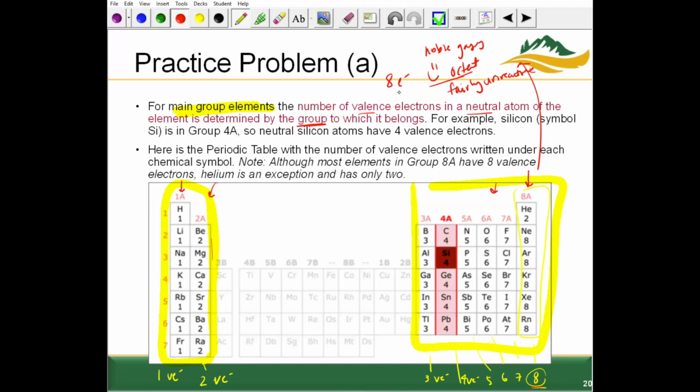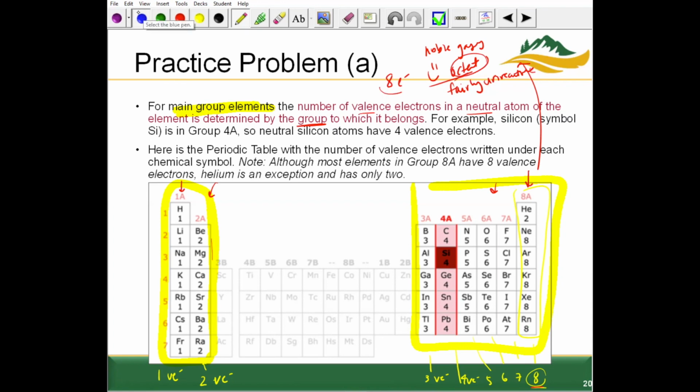We'll look more at octets and duets, especially as we're drawing Lewis dot structures and predicting the stability of atoms within bonds. So one atom bonded to another atom, what makes that a stable bond? What makes that a stable compound or molecule? Well, it involves a sharing of electrons to reach a happy complete octet. Again, we'll talk more about that as we get into Lewis dot structures coming up fairly shortly in the semester.